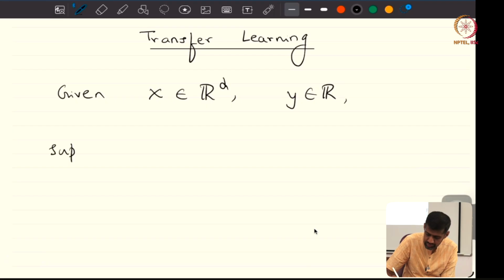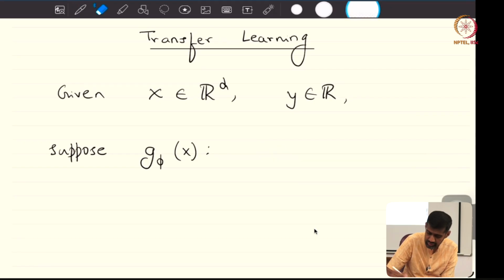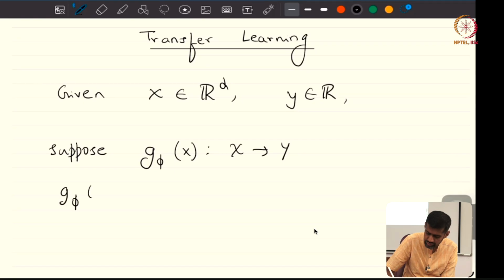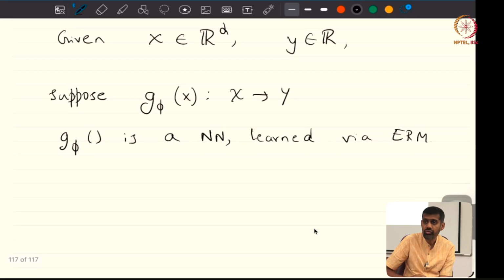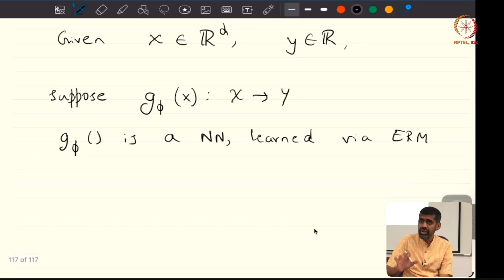Suppose G phi is a neural network from x to y, learned via ERM. Okay. Now there is some task and we have trained a neural network and learned it.